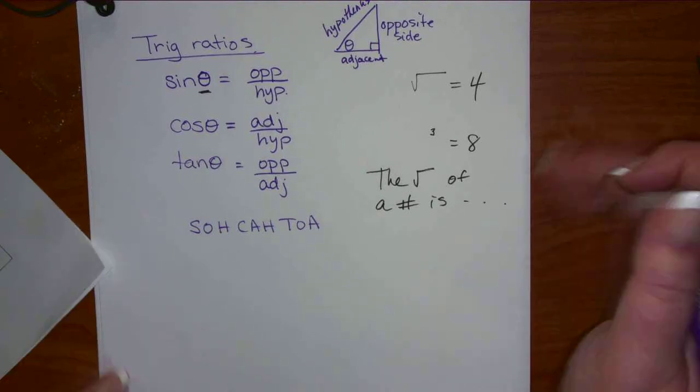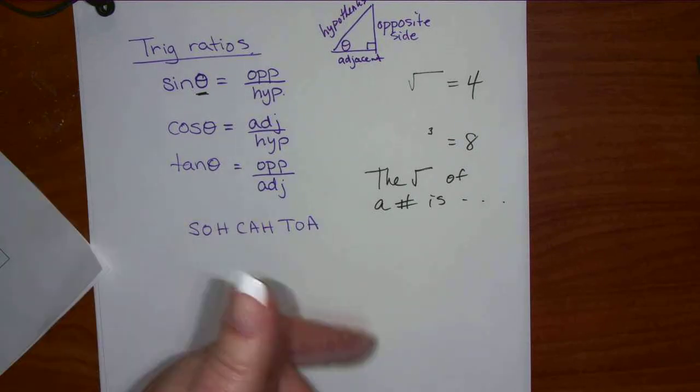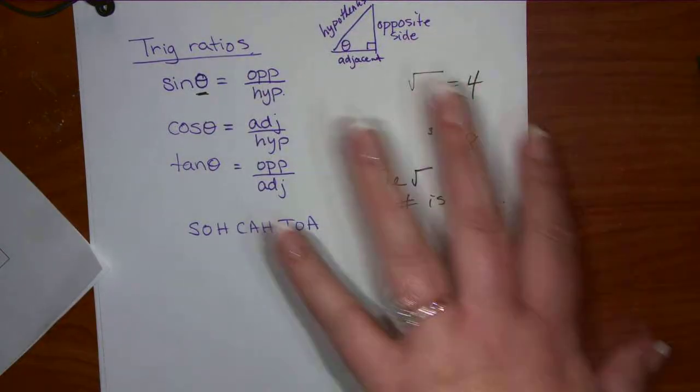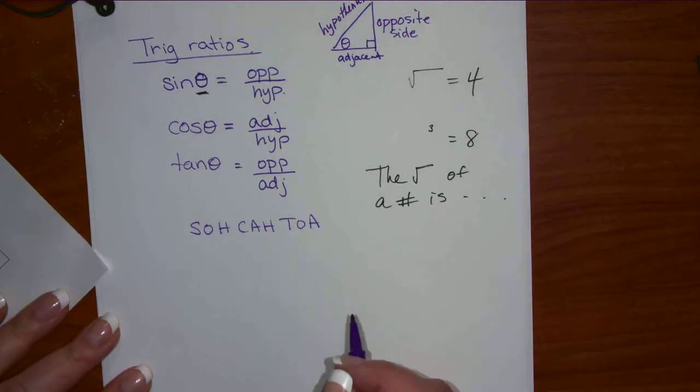So why are they called ratios? A ratio is a fraction. So the trig ratios are fractions, and these are how they're related. They come from a triangle. That's where they come from. Now, what about the other three trig ratios?